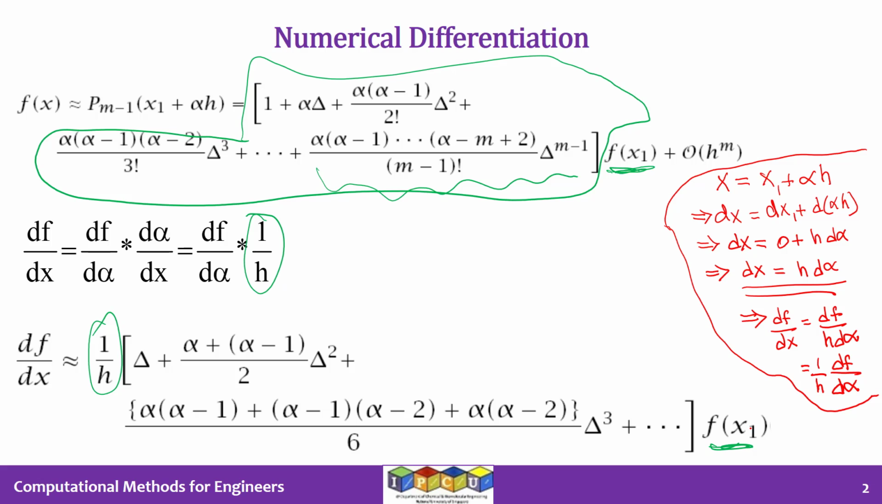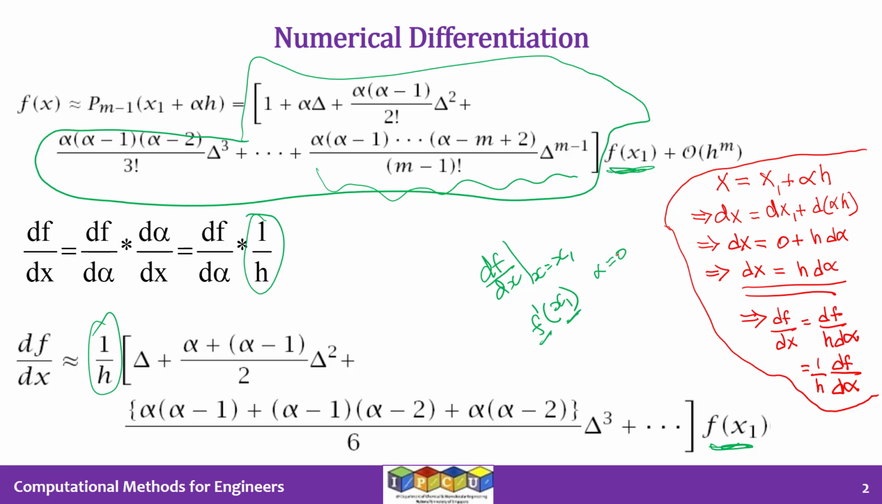So df by dx at this point is going to be this. Again, it's a polynomial in powers of alpha. And now I can get very specific. If I want to find out the derivative df by dx at x is equal to x1, that means at the reference point, I can also represent it as f dash of x1. That means I want to find out the first derivative of f at x is equal to x1. We know this corresponds to alpha is equal to 0.